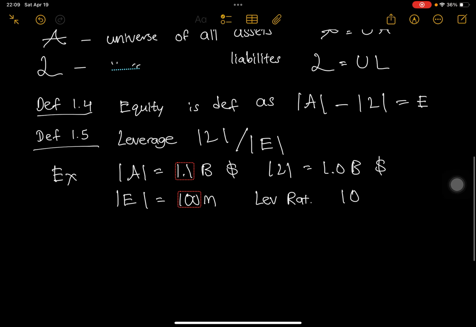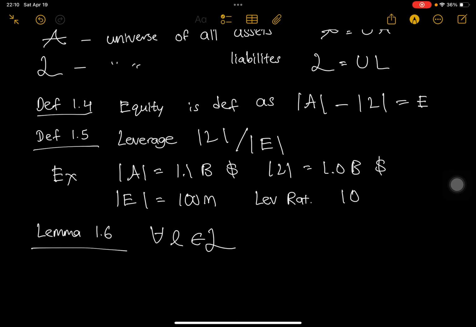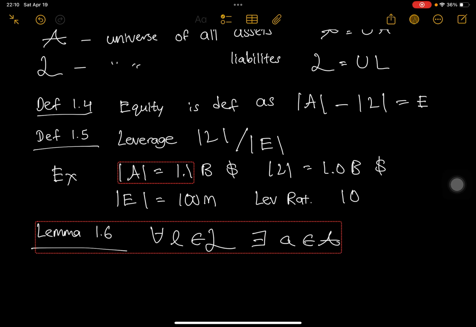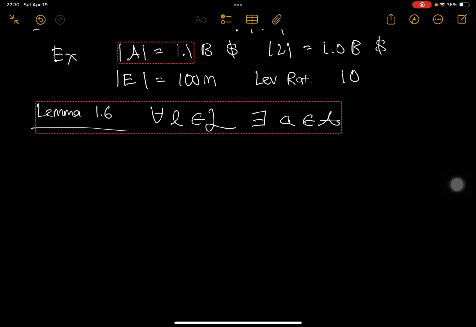All right. Lemma 1.6. For any liability in the entire universe of all liabilities, there exists an asset in the entire universe of assets. In other words, what this lemma states is that for every thing that is owed, someone holds the opposite side as an asset. So what are some examples?